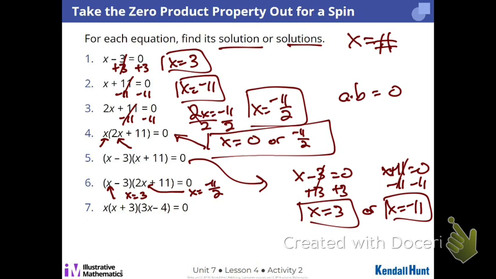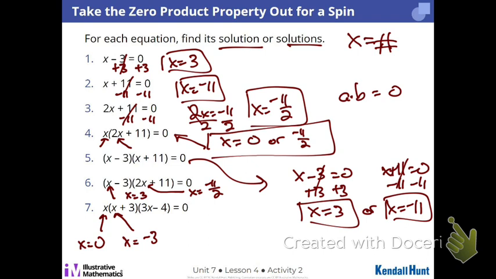And number 7, there's 3 things, right? Is everybody seeing 3 things? 1, 2, 3. Okay. So if this is 0, 0 times junk is 0 times junk is 0. What could this one be to make the whole thing 0?